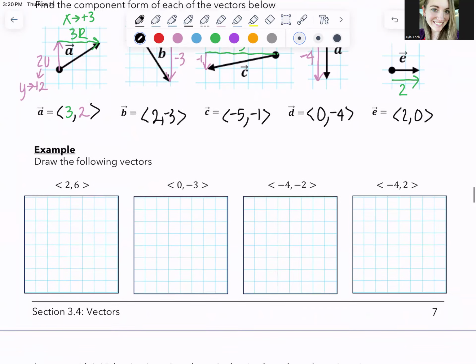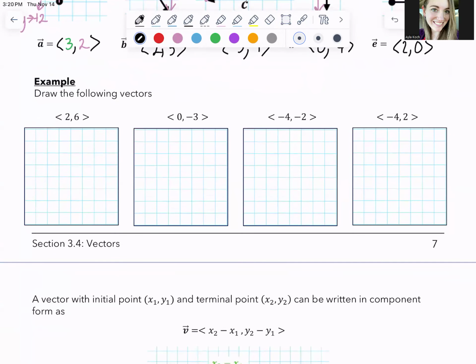Finally, let's draw some vectors. So <2, 6>. I know x and y are both positive, so it's going to be moving up, and it's going to be moving to the right, so it's going to be something like this. It means you want your tail down here. All right, tail down there.